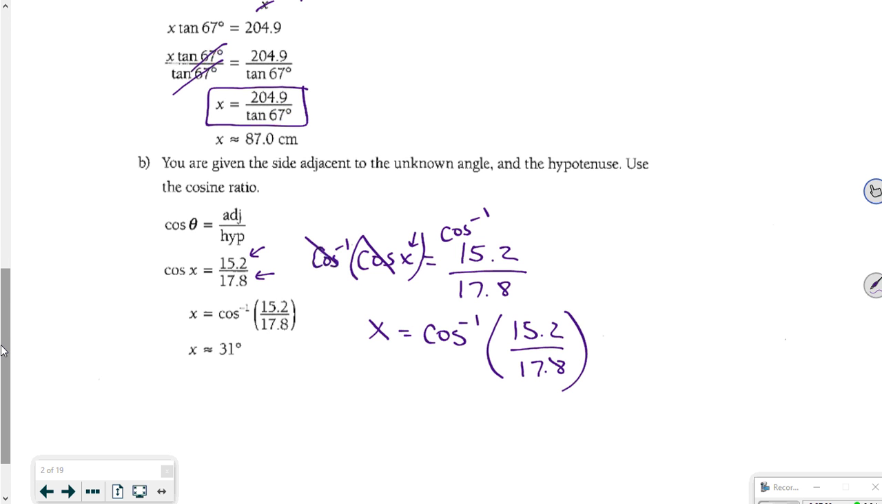Okay, so to get the inverse cos function on your calculator, you're going to do second cos, and then you'll type in your 15.2 divided by 17.8. And that'll give you a value of your degrees. So we should get approximately 31 degrees.